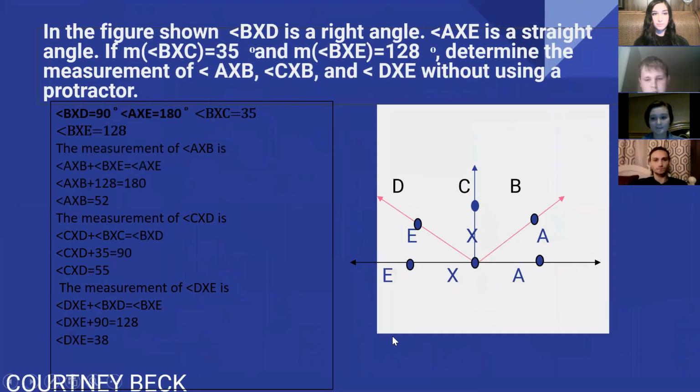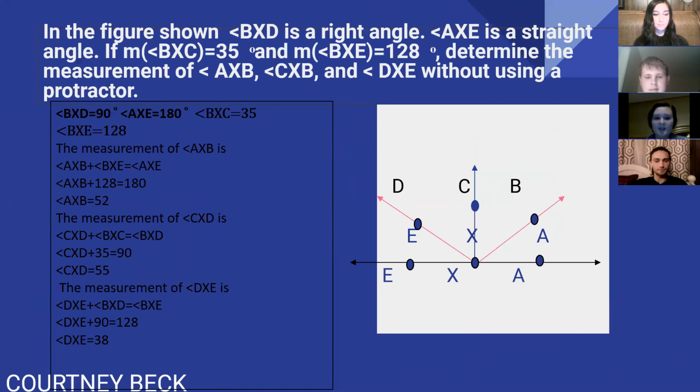Now, Courtney, going back to you, how can you explain the process behind figuring out the angles in this figure here? Thank you for asking. In this figure, we have 4 angles that are given. So I wrote down the 4 angles so we know what they are. We have BXD is equal to 90 degrees, AXE is 180, BXC is 35, and BXE is 128.